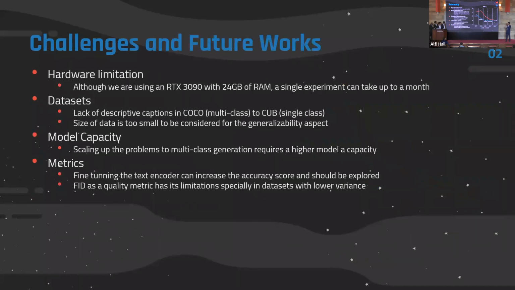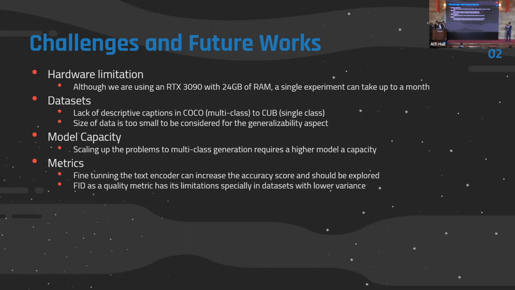For the future works and the limitations that we have found, the first one is obviously hardware limitations. To give you a sense, as you have seen earlier, we are working with a 3090 with 24 gigabytes of RAM, and a single run on a single dataset can take up to a month. And the dataset itself lacks the descriptive captions that we need to generalize to a higher quality and to a multi-class problem. And the size of the dataset itself is small, and it needs to be considerably larger to consider generalizing the problem. And for the model capacity, we hypothesized that it needs to be higher to help it with generalizing to the multi-class problem.